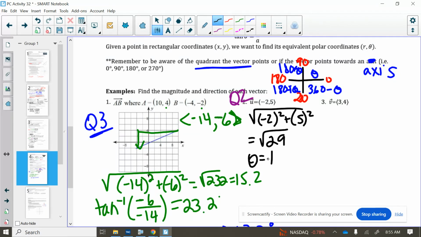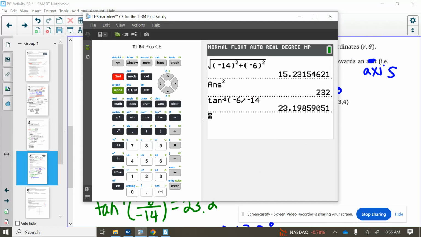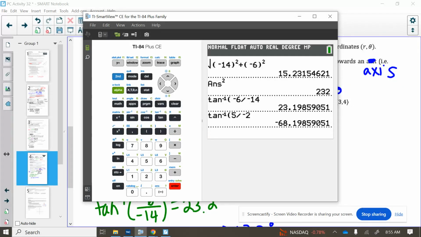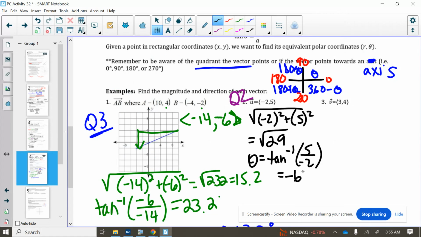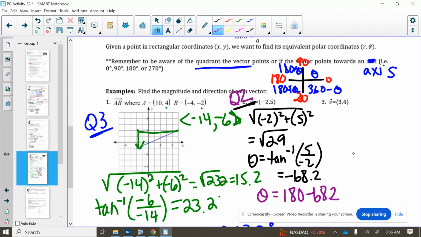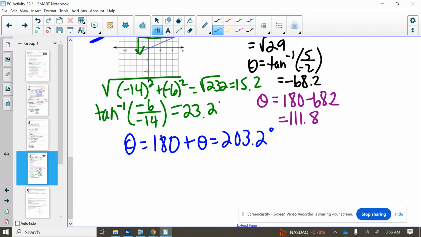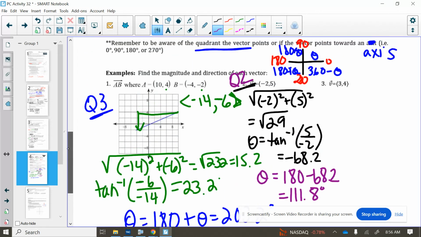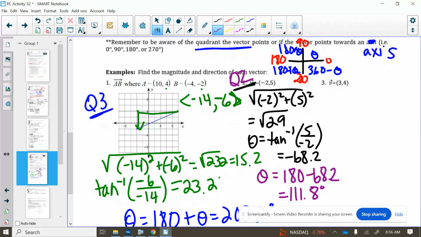And then our theta value, we're going to take tan inverse of b over a. Well, this time when we take tan inverse of our b value divided by our a value, we get negative 68.2. Okay, that is not a quadrant 2 value that we need. Remember for our quadrant 2 value, we would do 180 minus our theta value. So 180 minus 68.2 will give us 111.8 as our angle measure. The last one is for you to try then.